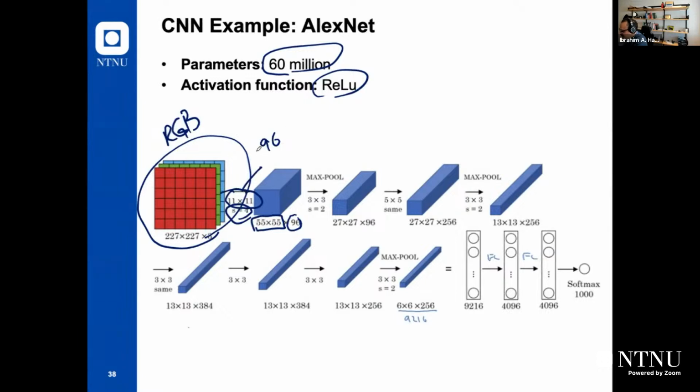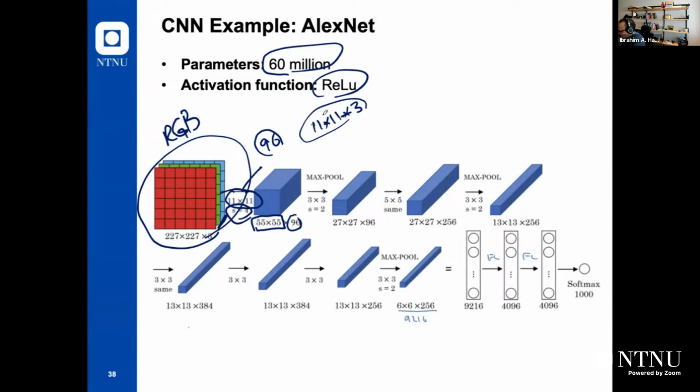When we apply 96 filters of this size to this image, we will get 96 feature maps. But remember, this one is 11 times 11. It should be multiplied by the depth of this input, which is 3. So the size here will be 11 times 11 times 3. We will apply this one to each input, and we have 96 of these. So when we apply this one to this image, we will get one feature map. When we repeat this process 96 times, we will get 96 different feature maps.